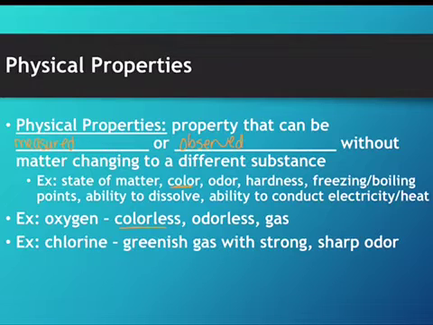So for example, physical properties of oxygen include that it's colorless. Here we have color. We have odorless, and we have that it is a gas, so that would indicate its state of matter. Chlorine, on the other hand, is green, so again we're talking color. It's a gas, state of matter, and it has a strong, sharp odor. So all of these things can be observed about chlorine and oxygen without having to change the identity of that substance.